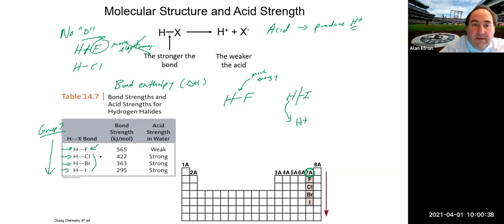So with no oxygen, comparing acids, we're looking at bond strength. And in group 7 acids, bond strength decreases as you go down, meaning that the H will come off easier as you go down in group 7. And that makes it a stronger acid. Any questions on that?